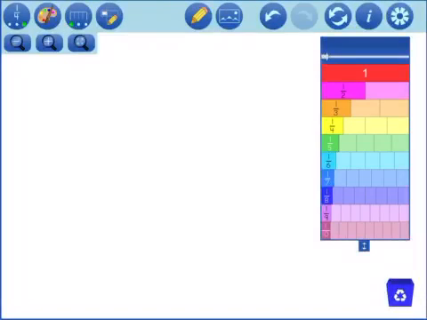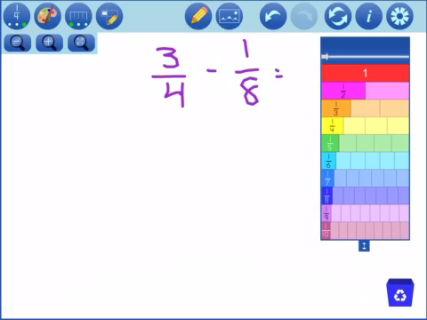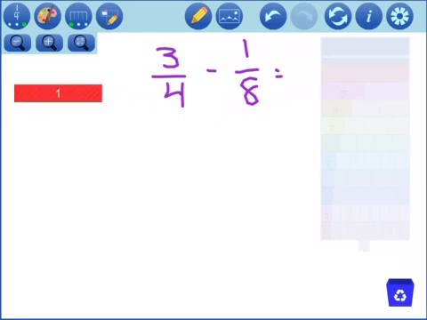For lesson 6.2, we are subtracting fractions with unlike denominators, still using our fraction bars. So if we start with, say, 3/4 minus 1/8. Okay, so I'm going to do the same thing I did with my addition.